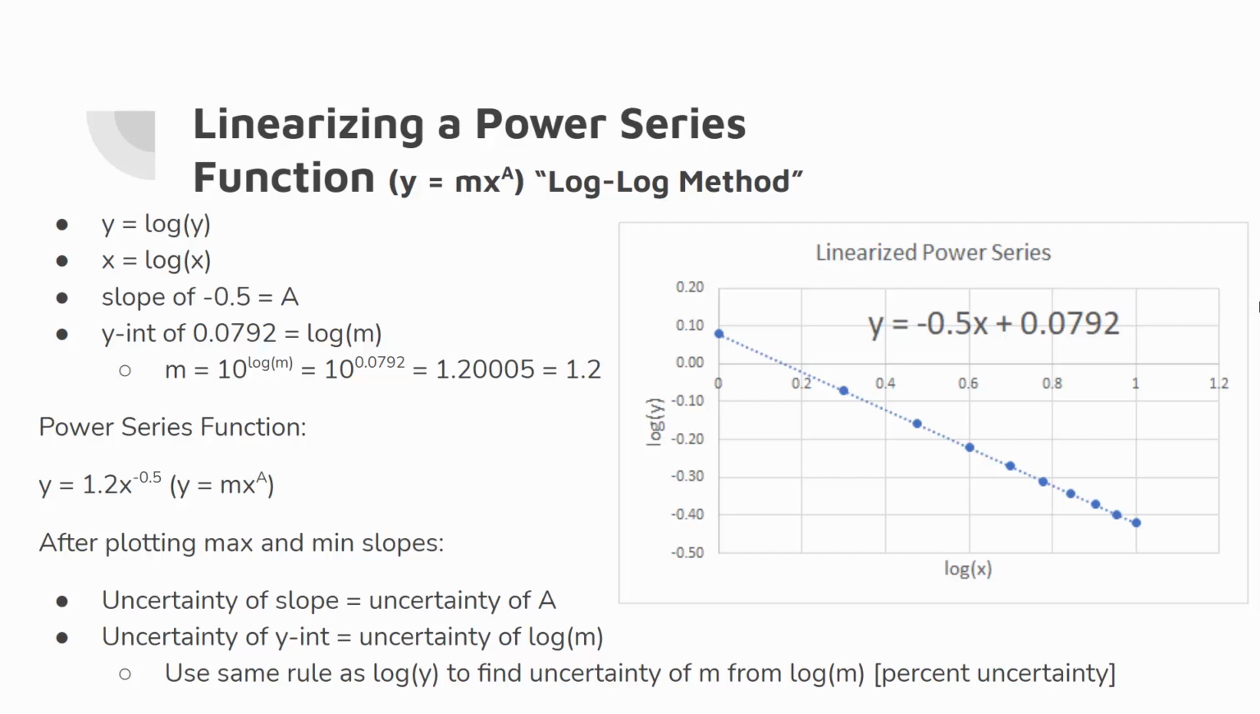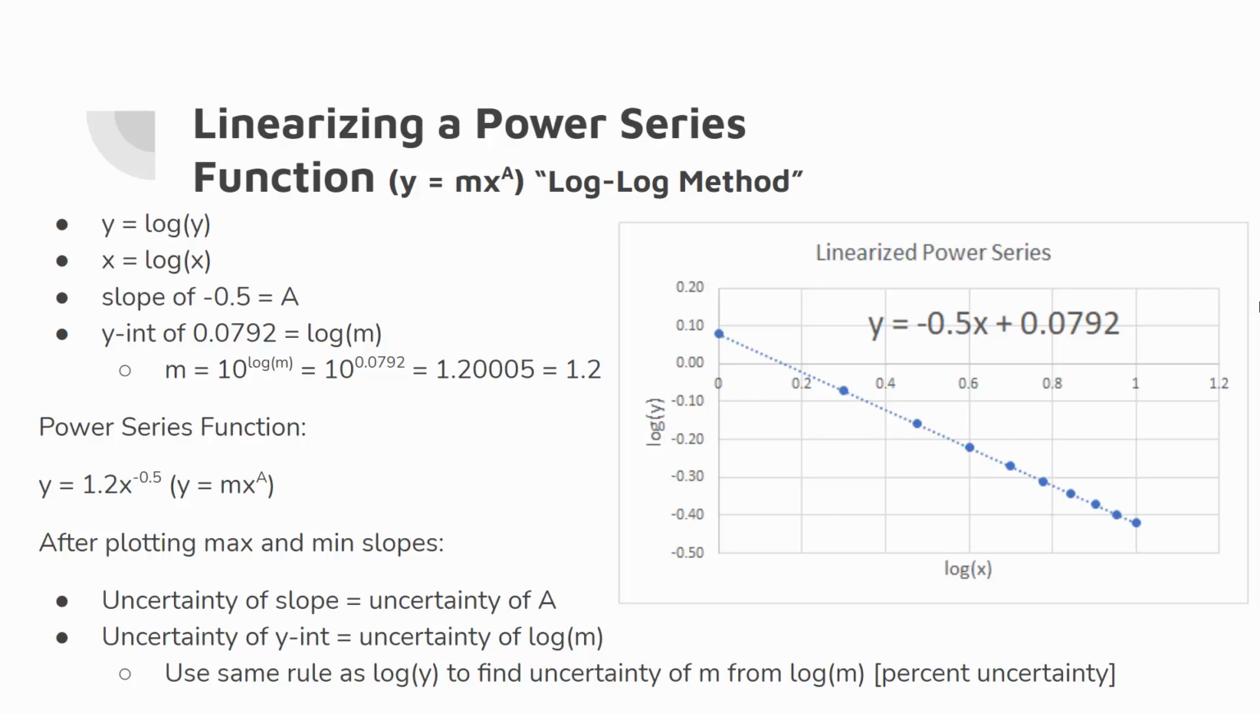So now we can write our power series function using the information from this linearized function. We can say that y equals m, 1.2, times x raised to the a power, which is negative 0.5. So we have our power series function, y equals 1.2 times x to the negative 0.5 power. Of course, Excel would give you this function, or something very similar to this, as the equation for the trend line on the power series graph. However, we wouldn't be able to figure out the uncertainties in the 1.2 and the negative 0.5, which is exactly what we are trying to do here.